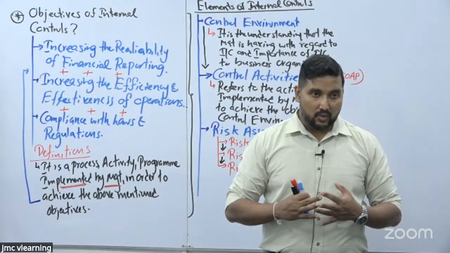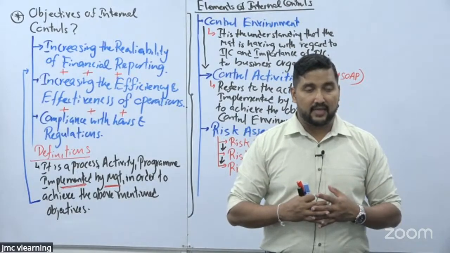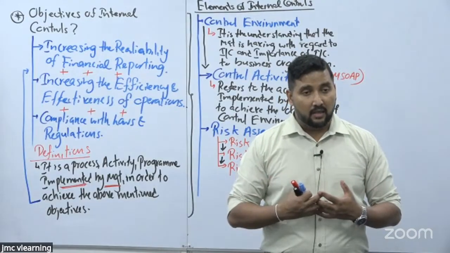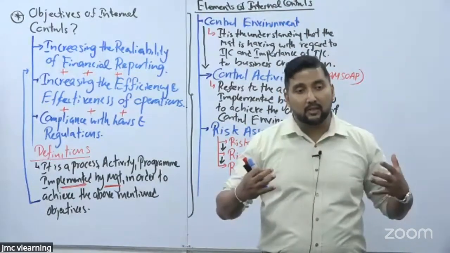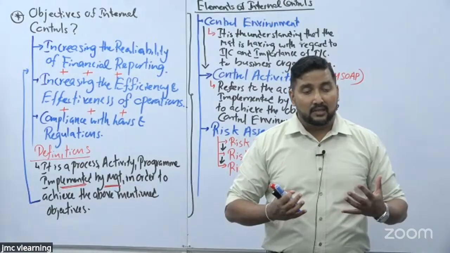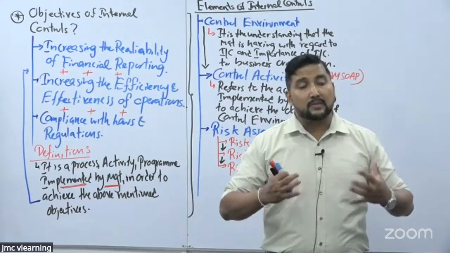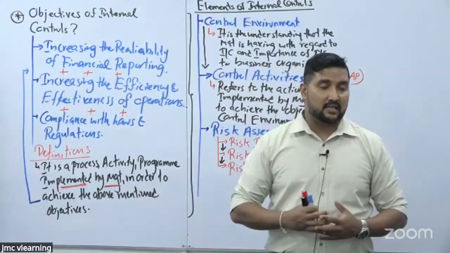Clear? So when business organizations are facing risk, they will be facing different types of risk simultaneously. Therefore, when they are facing those risks simultaneously, they don't have the liberty or the freedom to respond to all the risks simultaneously.